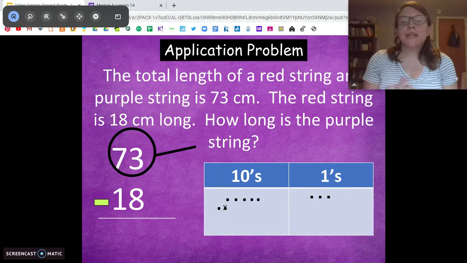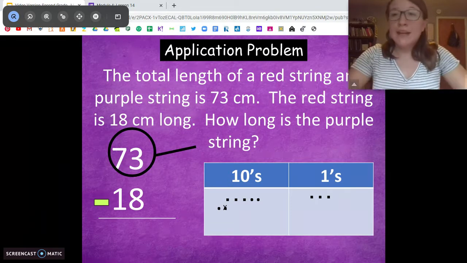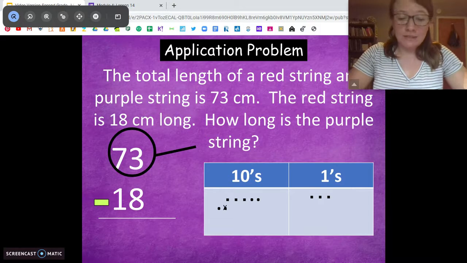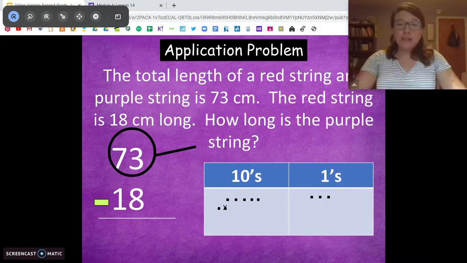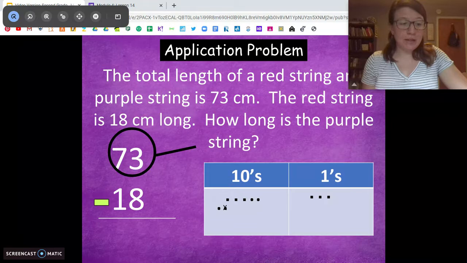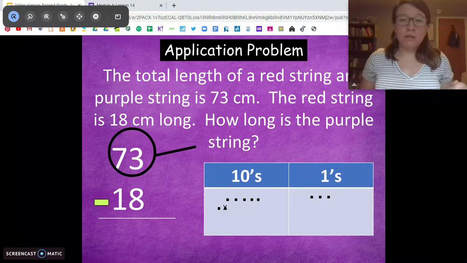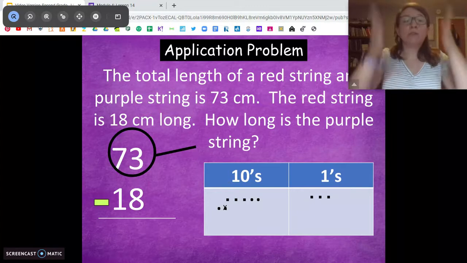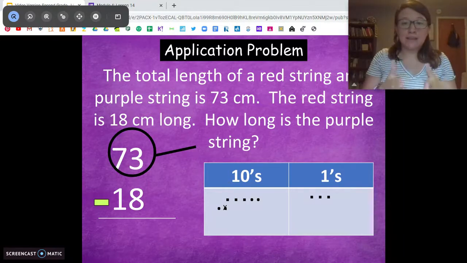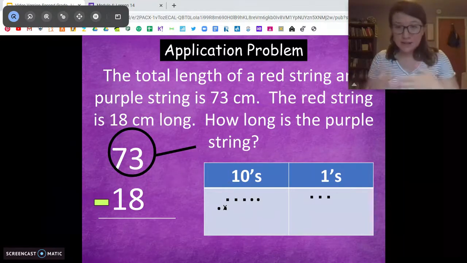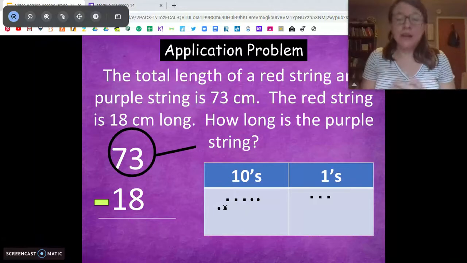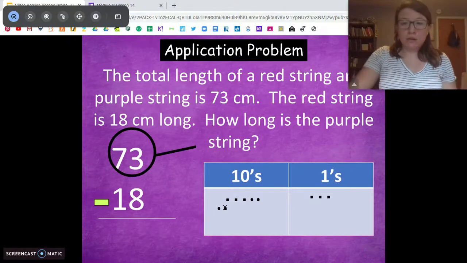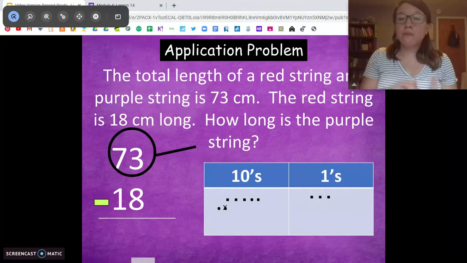The application problem today says the total length of a red string and a purple string is 73 centimeters. The red string is 18 centimeters. How long is the purple string? With this one, they set it up for you. So we have 73 minus 18 because we need to find the difference in the lengths. So we're going to subtract. They set it up in the vertical method for us.